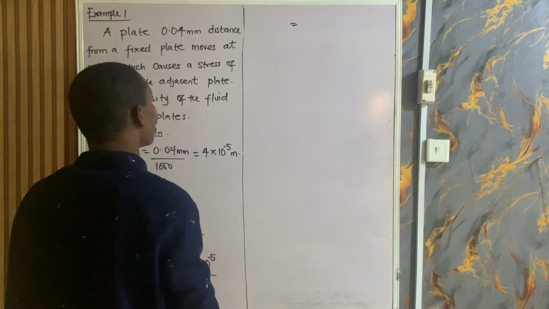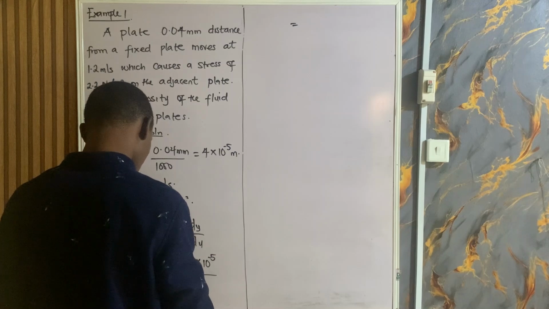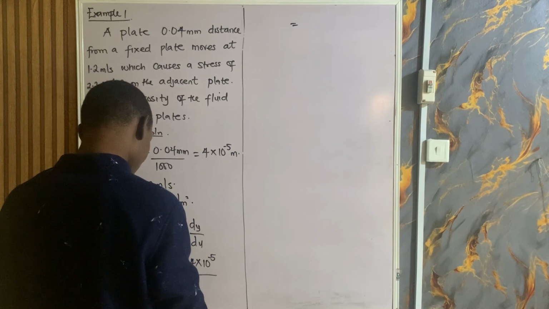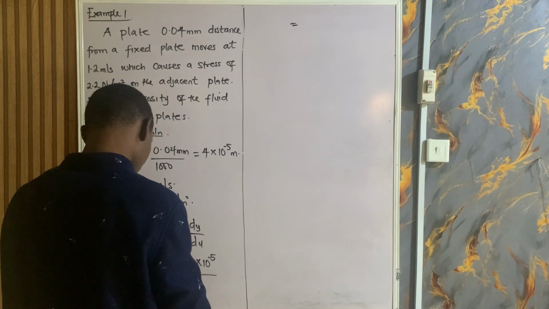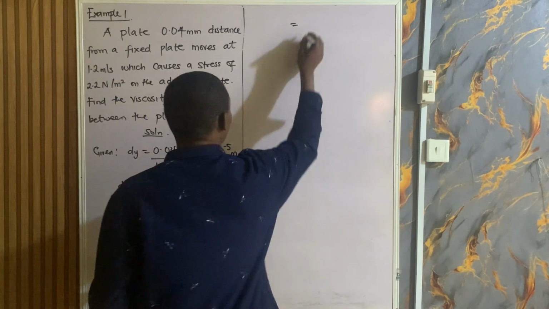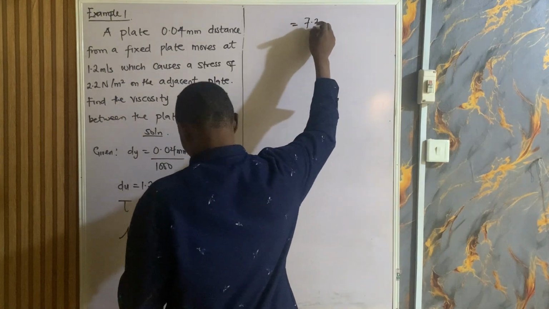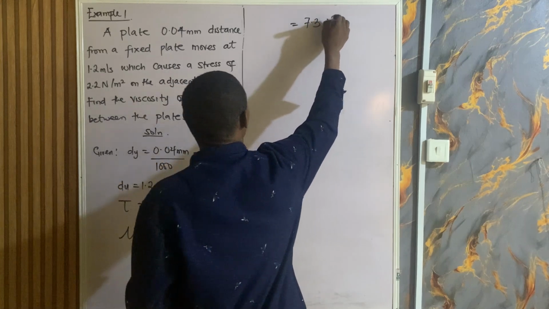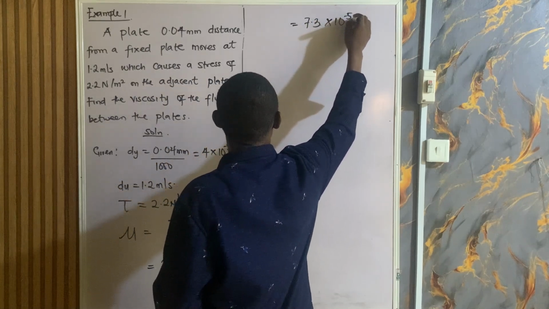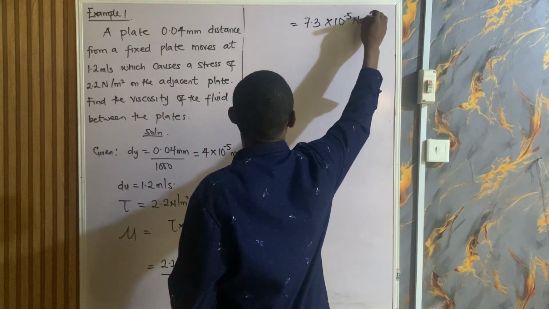So let's evaluate that now. 2.2 times 4 times 10 raised to power minus 5 divided by 1.2. So this is 7.3 times 10 raised to power minus 5 Newton seconds per meter square.